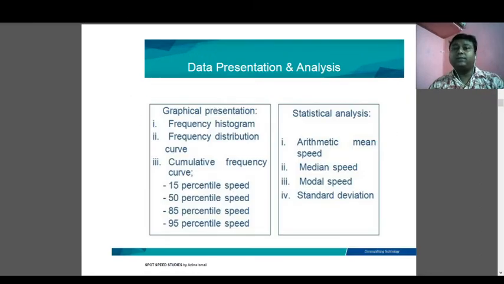Now some data presentation and analysis. There are two types of data presentation: one is graphical presentation, another is statistical presentation or statistical analysis. In graphical presentation, we need to find the frequency histogram, the frequency distribution curve, the cumulative frequency curve, and the 15th percentile, 50th percentile, 85th percentile, 95th percentile, and 98th percentile. What these percentiles mean, we will discuss at a later stage. And what is the statistical analysis? Statistical analysis covers the arithmetic mean, the median speed, the modal speed, and the standard deviation.